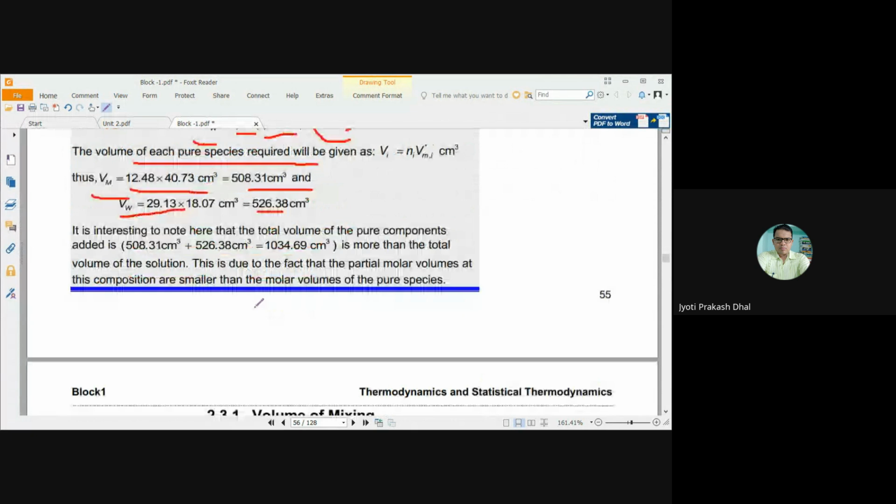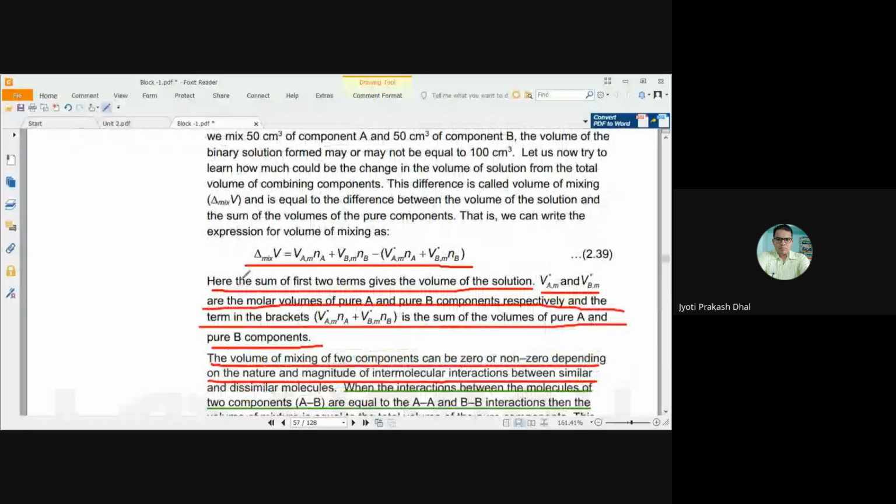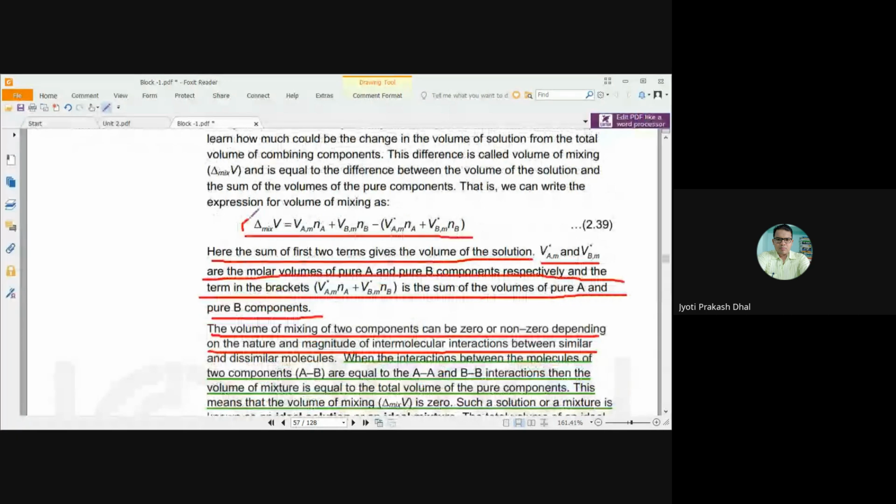And after calculating the individual volumes, we can write the total volume of the solution. Now coming to volume of mixing. So del mix V, that is volume of mixing, equals VAM NA plus VBM NB. If we mix 100 ml of A and 100 ml of B, the total volume will not become 200 ml. The total volume will become 200 ml minus something.